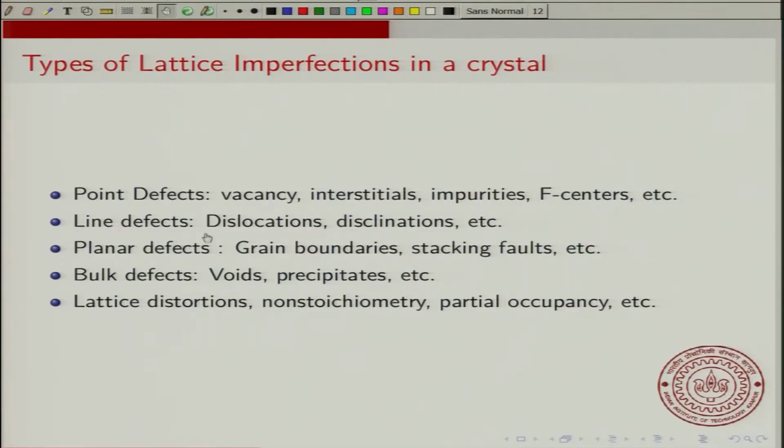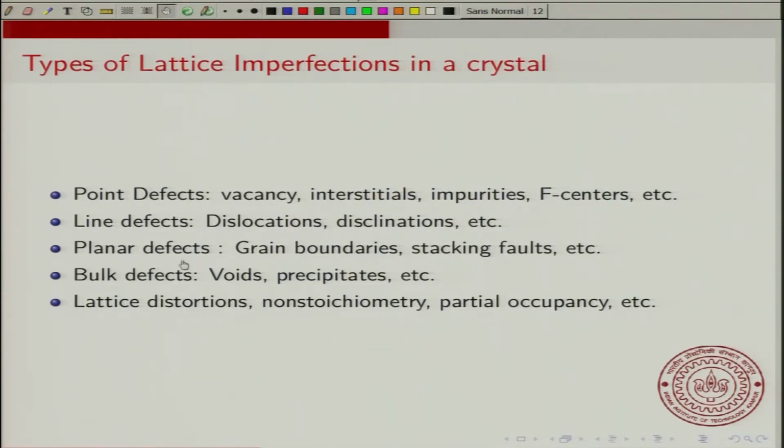Examples of line defects are dislocations and disclinations. Again, I will talk briefly about these. Line defects play a very important role in the mechanical properties of a material. When you try to bend or strain a material, these dislocations turn out to play a very important role.